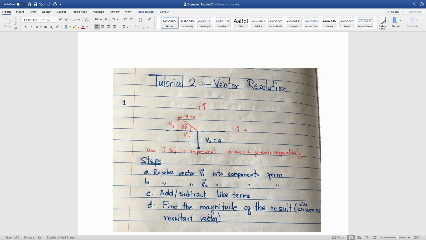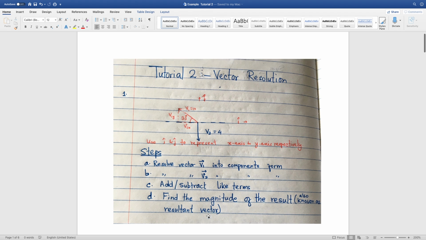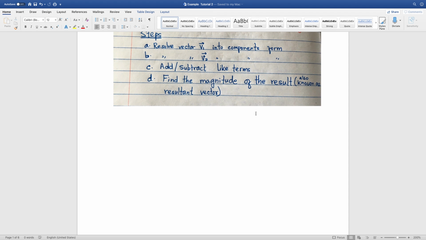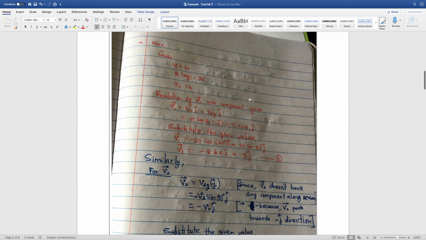Okay, so let's implement these steps. Here, let us write down all the given information. So given B1 equal to 10, theta 1. Let's label this angle as theta 1 so it would be easy to recall later on. And we are given the magnitude of vector 2, B2 equal to 4.